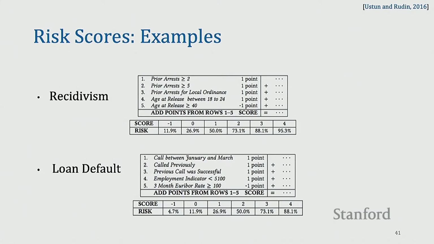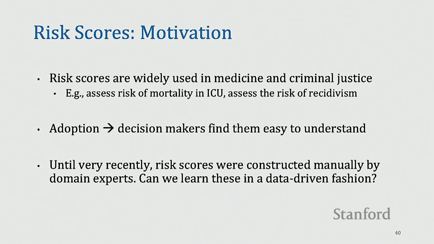So it's almost like saying if this condition holds, add a point. As these conditions hold, keep adding points, and the total will tell you how risky the person is. This kind of construct is actually pretty popular both in medicine and criminal justice. I myself collaborate with doctors and folks in criminal justice, and they are very comfortable with this kind of risk score, because all they have to do is go through that checklist and assign points, and then they get a risk score. So that's why they're pretty popular.